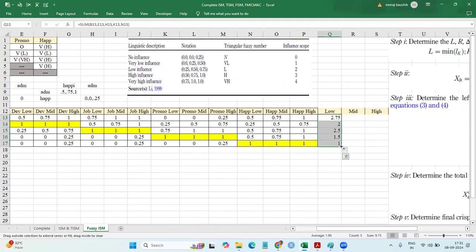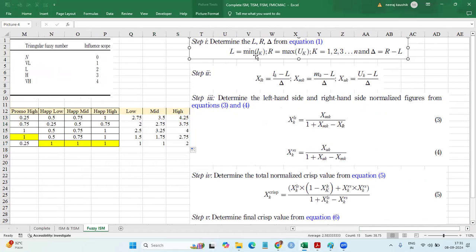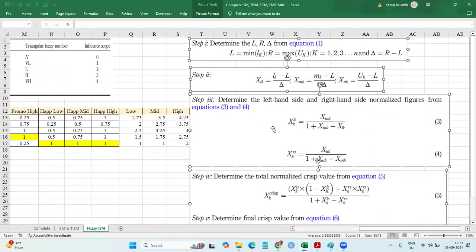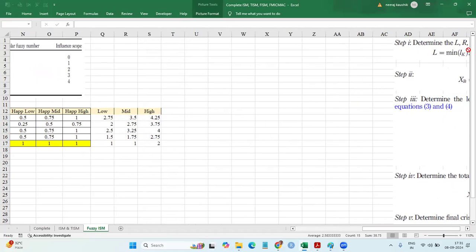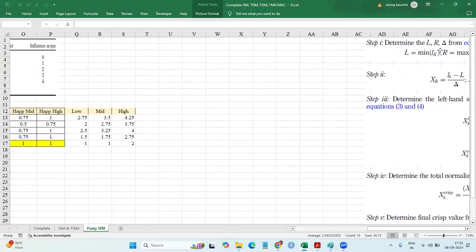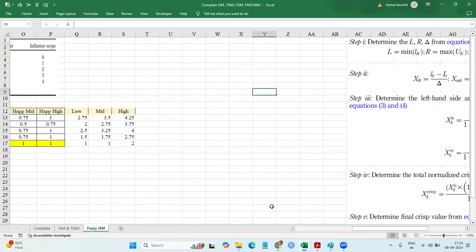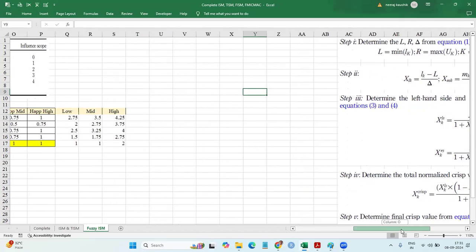So this column, put it into the row and column. This part I have done, and all of these things, let me put a little on this side because I require so many of the calculations. Okay, now it says step number 1, find out the L, R and the delta.